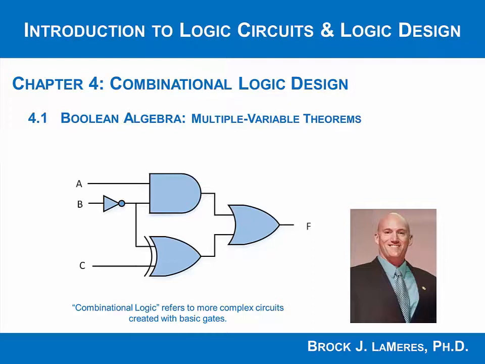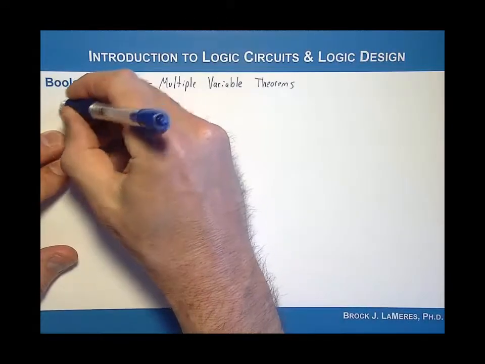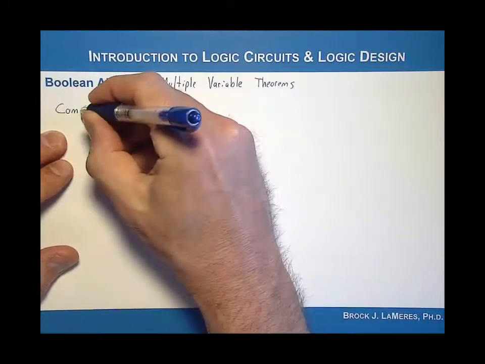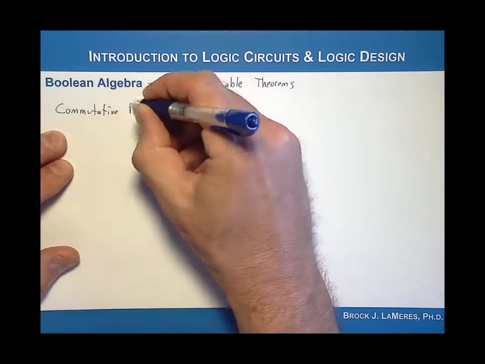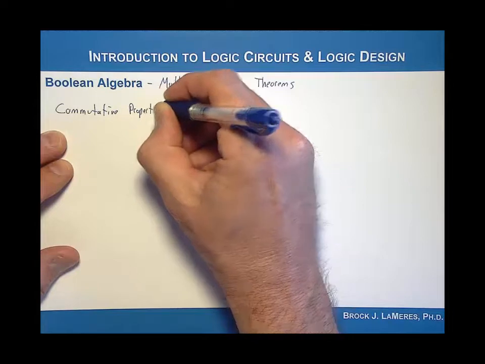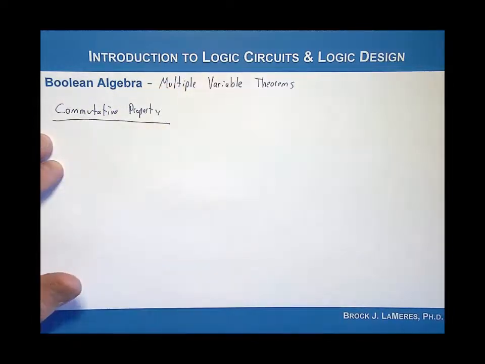Let's now take a look at multiple variable theorems within Boolean algebra. So let's start with the commutative property. What this property or theorem says is that the order of a variable in an operation, in an AND or an OR operation, does not influence the result.